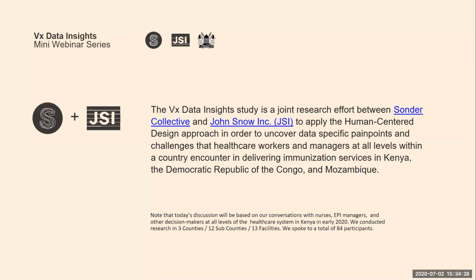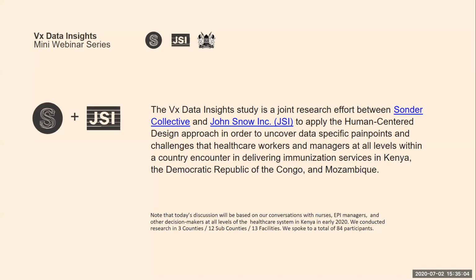We are conducting this research in 3 countries, Kenya, DRC, and Mozambique. As of now, we have conducted the work already in Kenya, so the discussion today will be based on that research. And just for your reference, the scope of the work was 3 counties, 12 sub-counties, and a total of 84 participants. So with this approach, we don't talk to very many people, but the people we talk to, we spend a lot of time with them, and we do more in-depth personal interactions. So it's less people, more in depth.